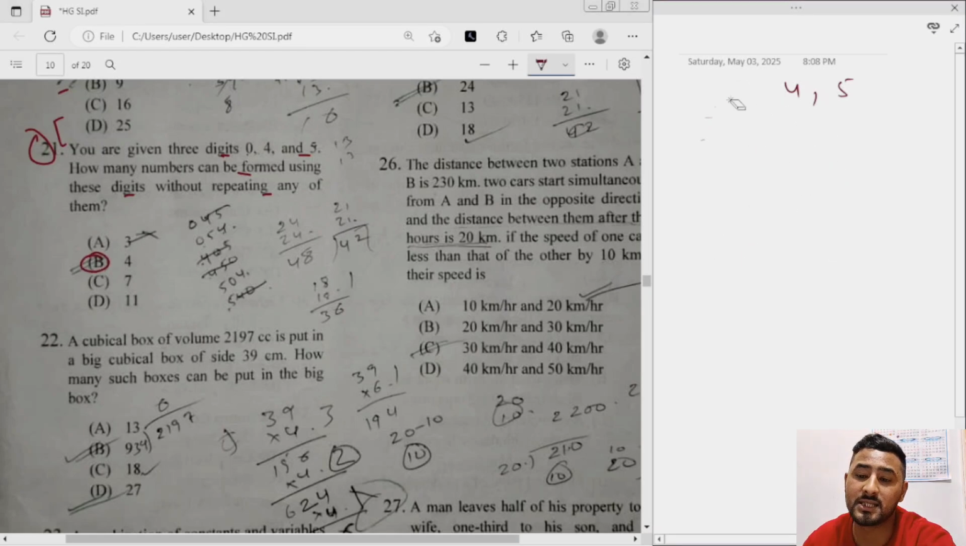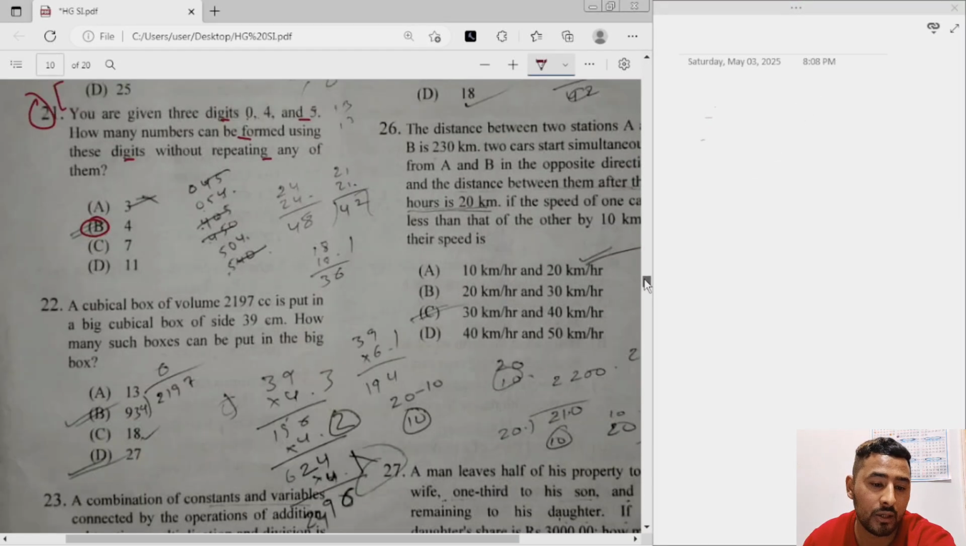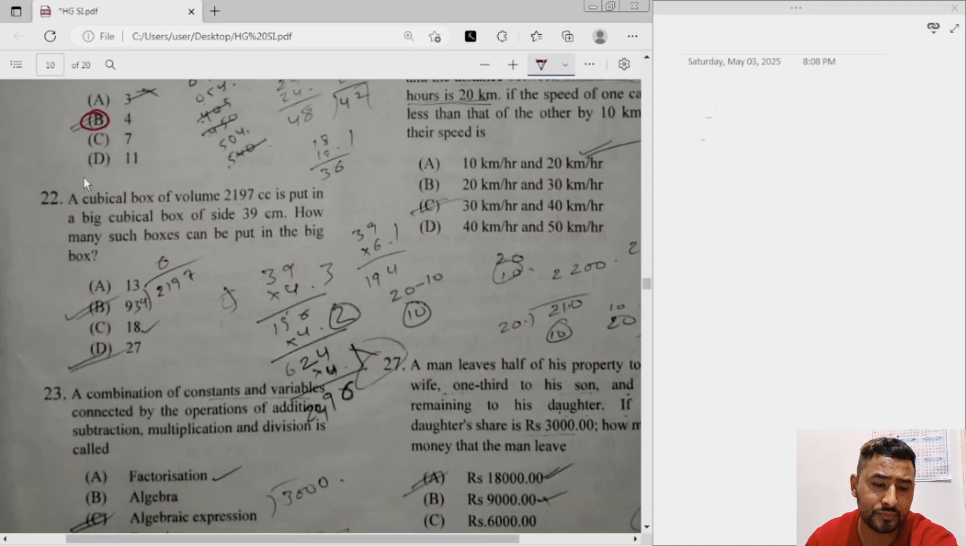You cannot say 045. Why? Because 045 will be a 2-digit number. 0 will not be counted at that time, so this will not be the correct answer. Okay, let's go. B is the correct answer. That's option B for question number 21.